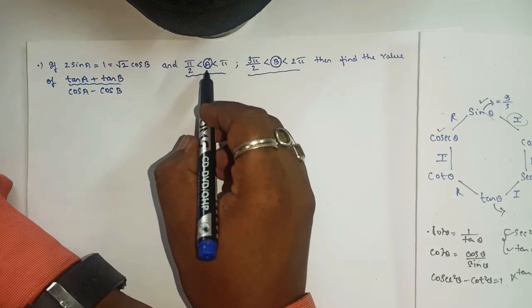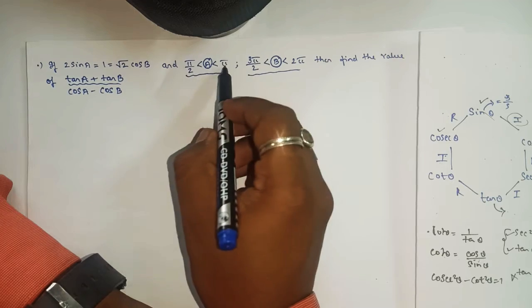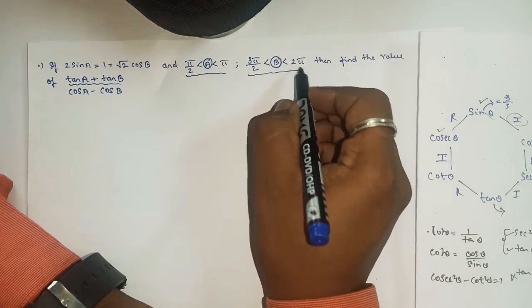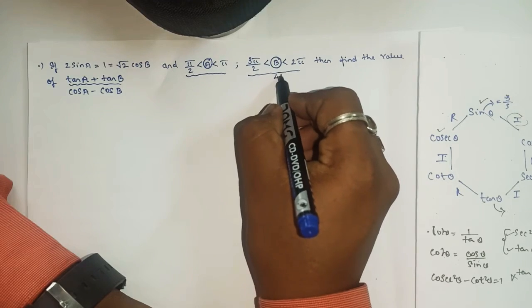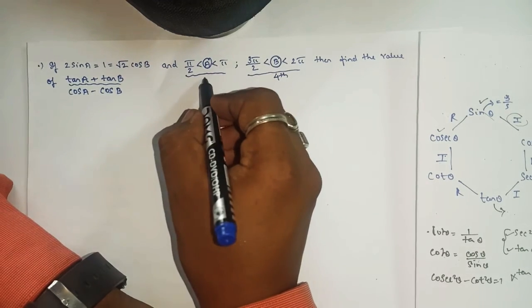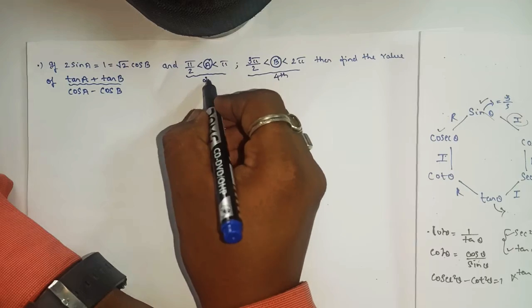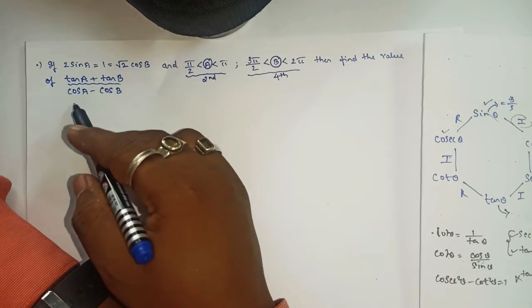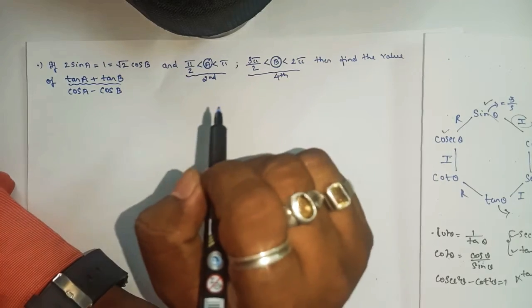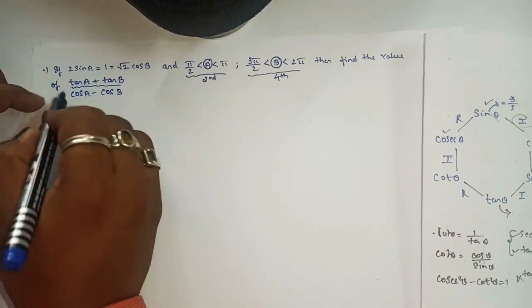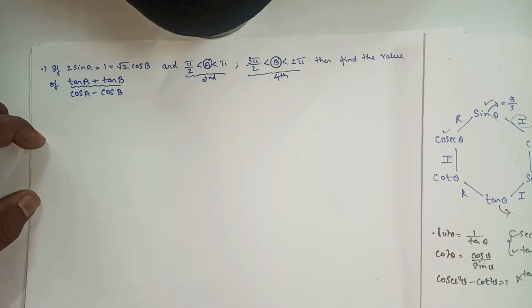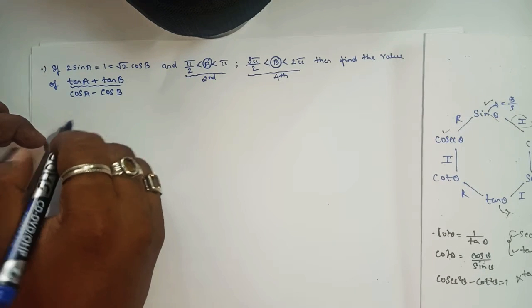So your angle a lies between 90 to 180 and b lies between 270 to 360. That means angle b lies in the fourth quadrant and a lies in the second quadrant. Then you have to find the value of (tan a plus tan b) upon (cos a minus cos b). So here we have to find the answer for this expression. First we'll see what exactly is given in the question.